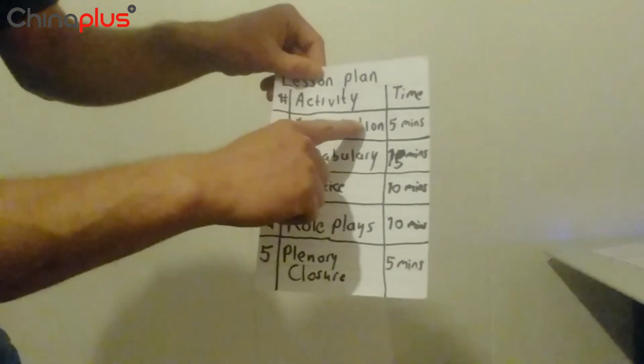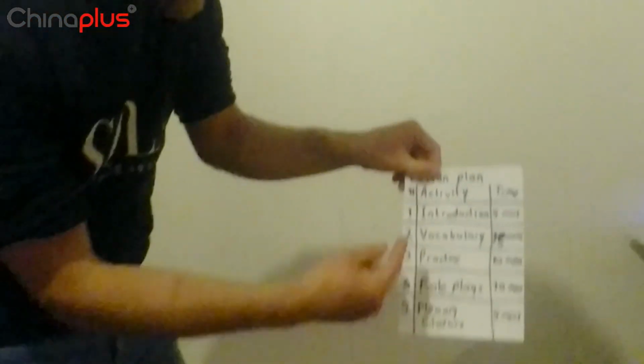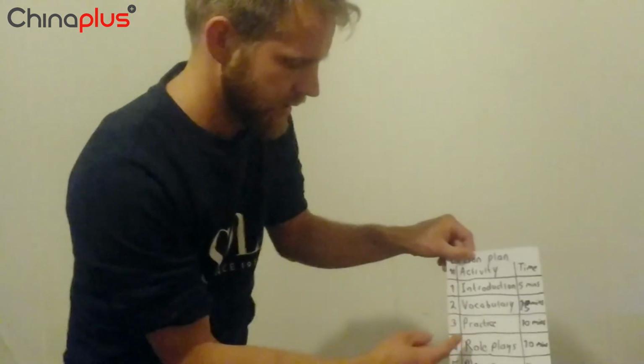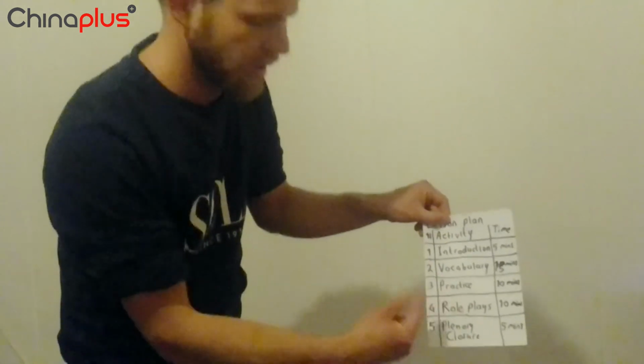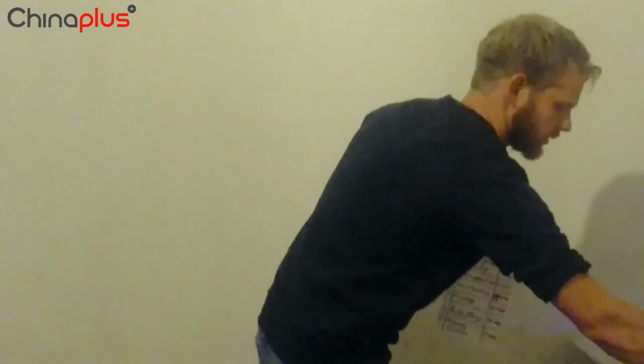So I would start with an introduction, it would last 5 minutes, then do some vocabulary. It will take 15 minutes, do some fixed practice, then some freer practice in a role play, and then a plenary closure. I'll put them on the wall to make it simple and understandable for you.